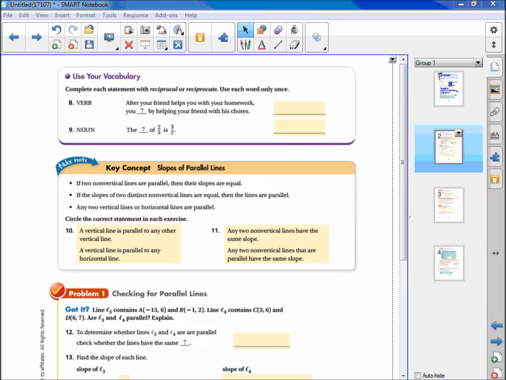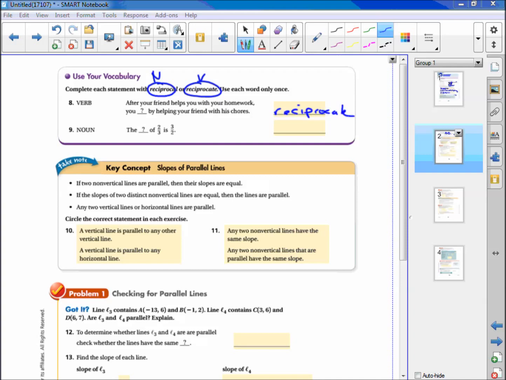Okay, so let's use this vocabulary. We have verb and noun. So complete each with either the reciprocal or reciprocate. So this is the noun and this is the verb. After your friend helps you with your homework, you reciprocate by helping your friend. So that means you turn around and help him. So they help you, you help them.